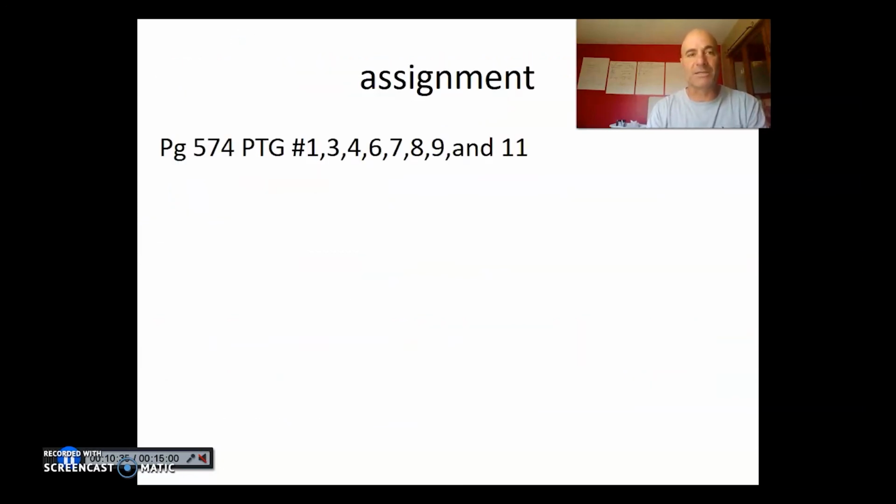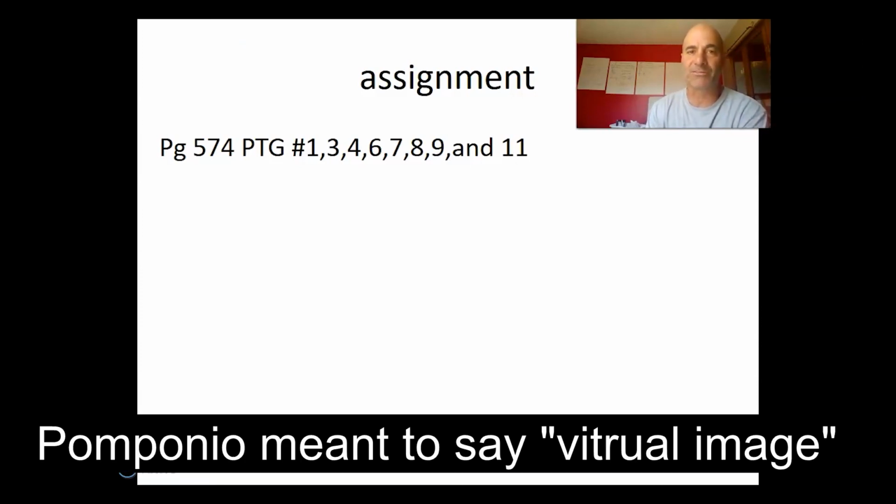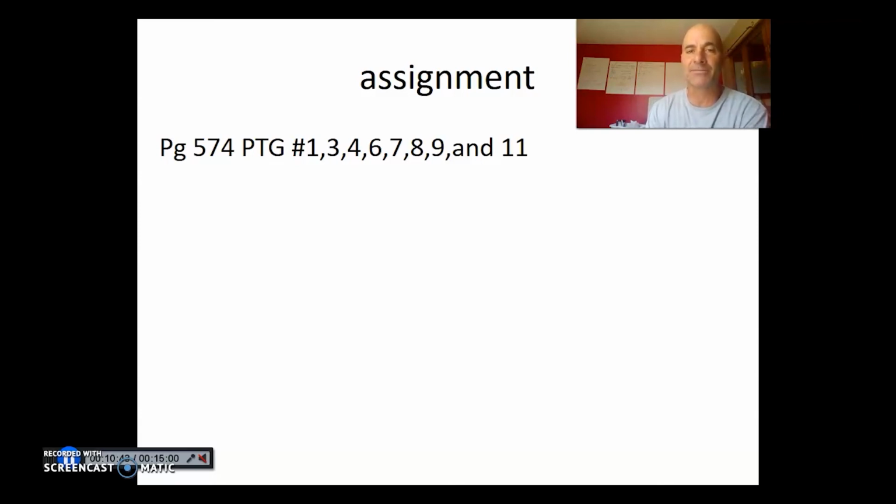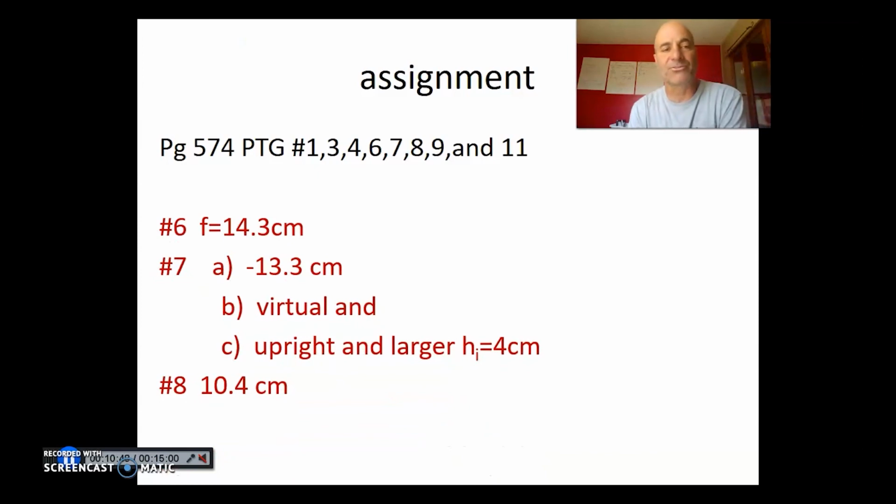Your homework assignment this week is page 574, Physics to Go, numbers 1, 3, 4, 6, 7, 8, 9, and 11. Of those problems, 6, 7, and 8 are calculations. So here are the answers to those calculations. Check to make sure you did it right when you do those.